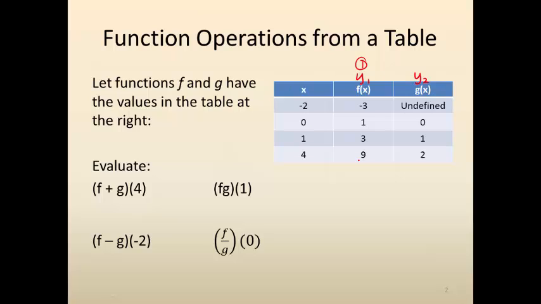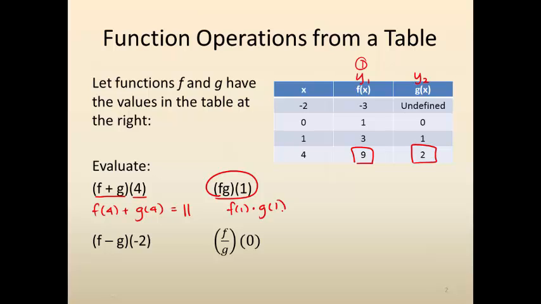If I want f plus g of 4, then what I want to find is f of 4 plus g of 4, and I'm going to simply add those two together. This would work whether it was subtraction or so on, as you'll see. So f of 4 is 9, and g of 4 is 2. So I have 9 plus 2 is 11. In this case, I want f of 1 times g of 1. So go ahead and find that. And the answer is 3.